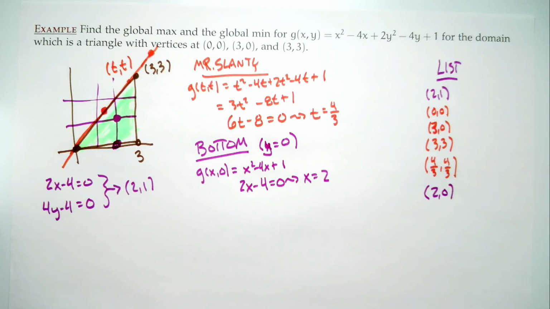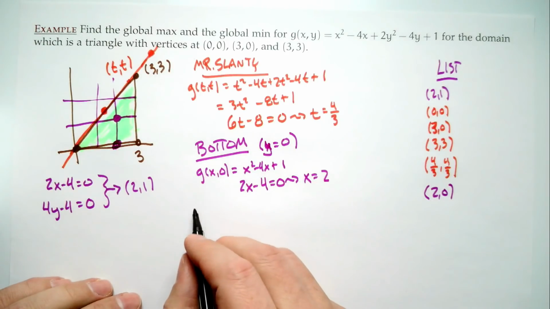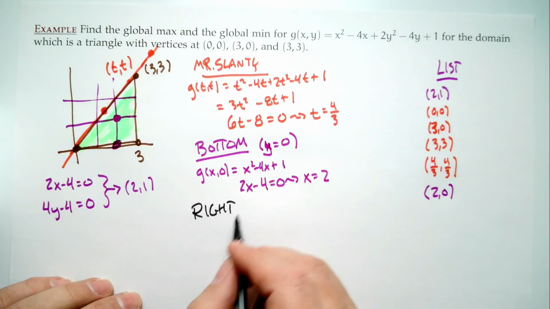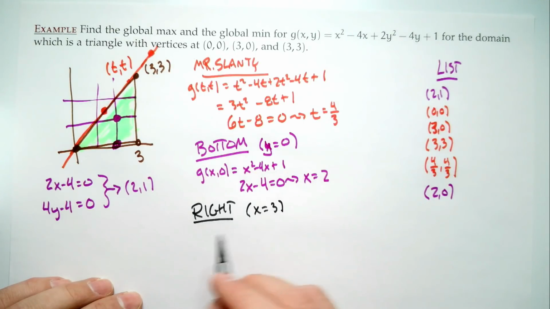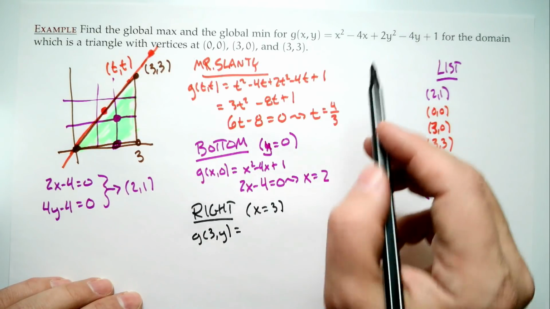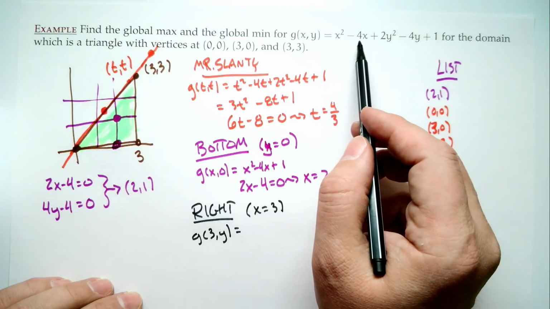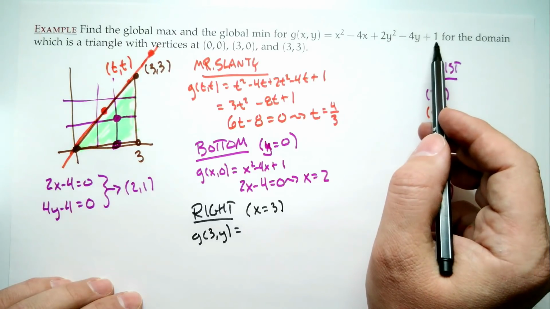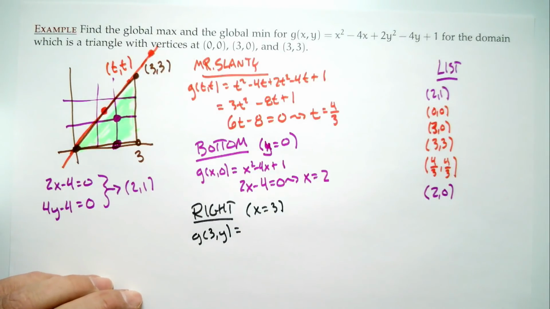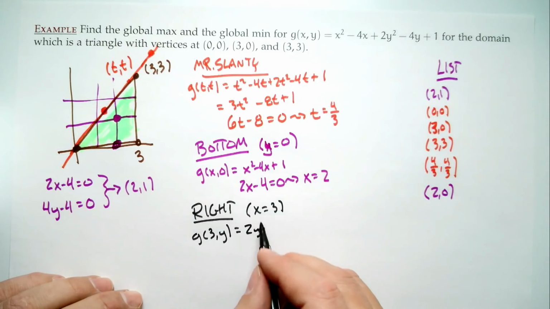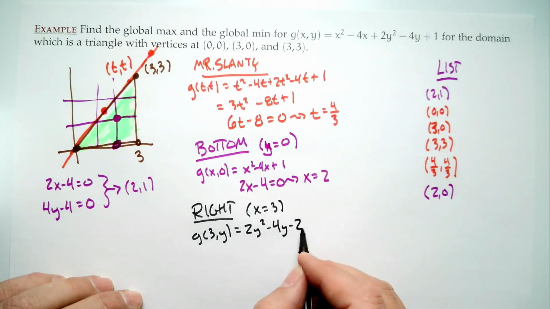All right, so we've done the slanted side, the bottom side. One more to go. The right side. What's true about the right side? X equals 3. So our function is g of 3 comma y. Well, that'll be 9 minus 12 plus 1, which means the x squared minus 4x plus 1 simplifies really nicely. It's negative 2. So it's 2y squared minus 4y minus 2.